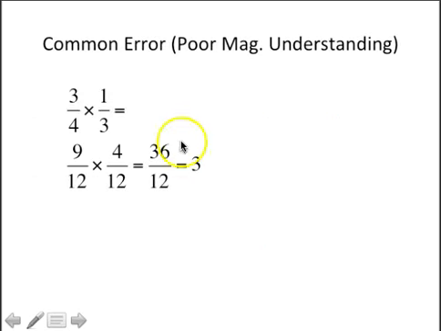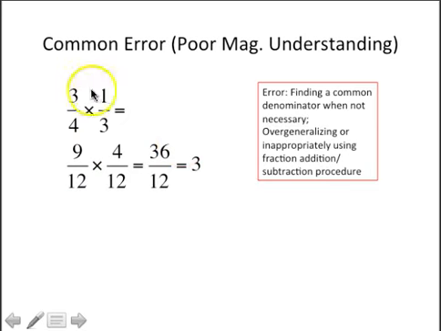So as an example, here's a common error. For the problem 3/4 times 1/3, a common error is finding a common denominator, in this case 12, and then multiplying across numerators and keeping that common denominator constant. This results in a product of 3 for this arithmetic problem.